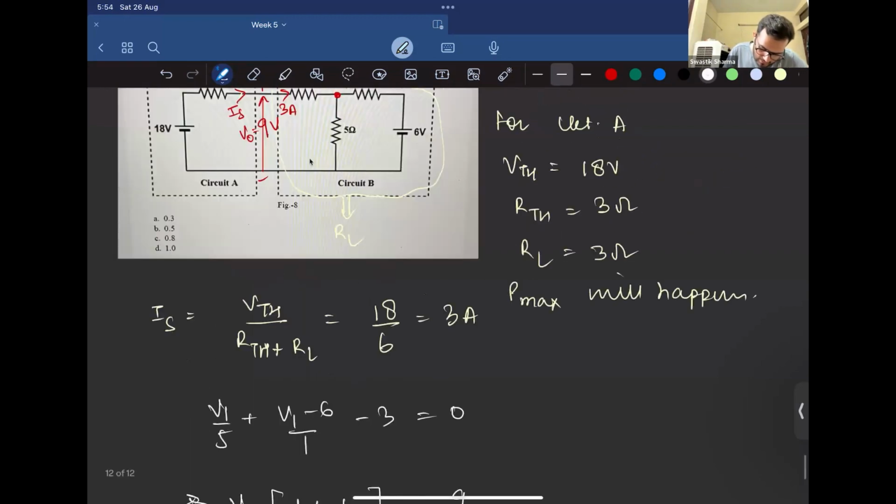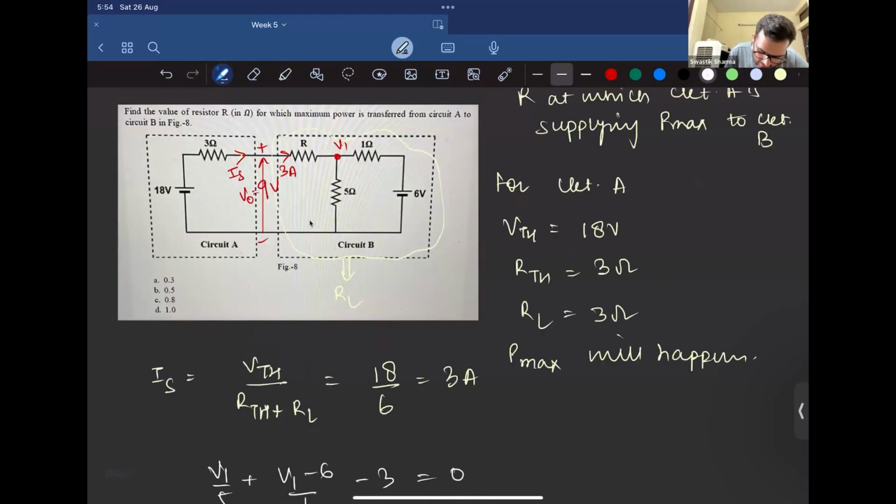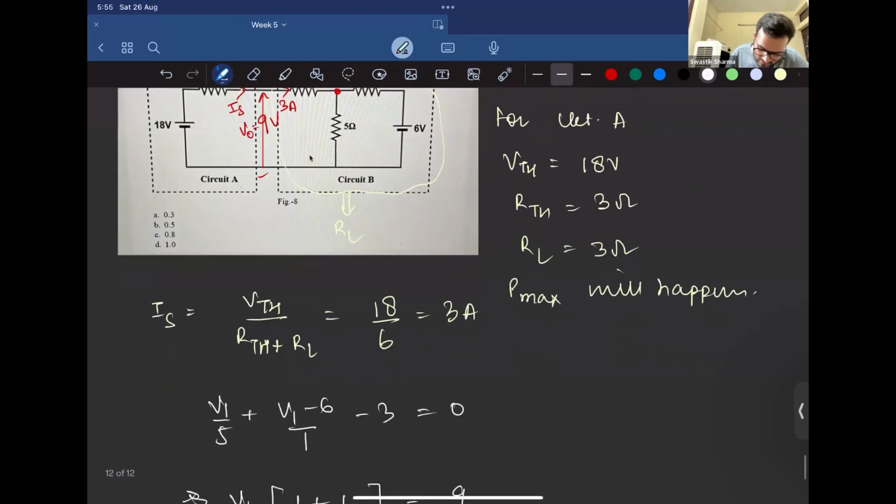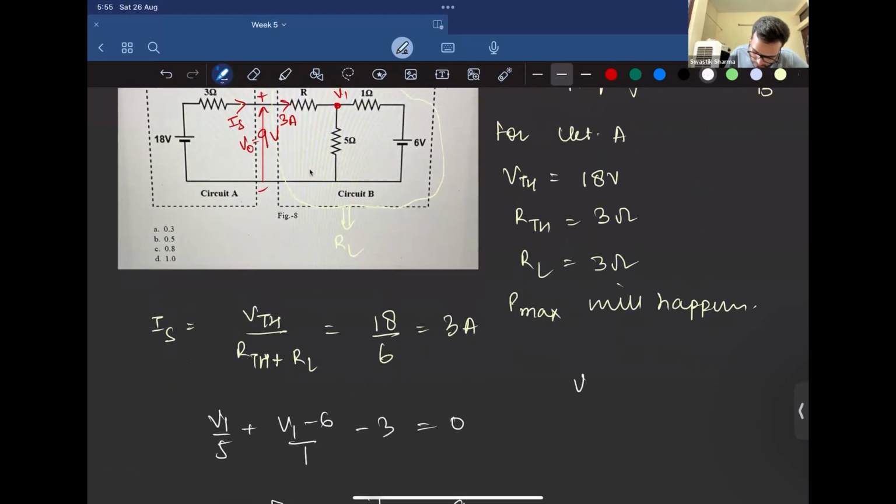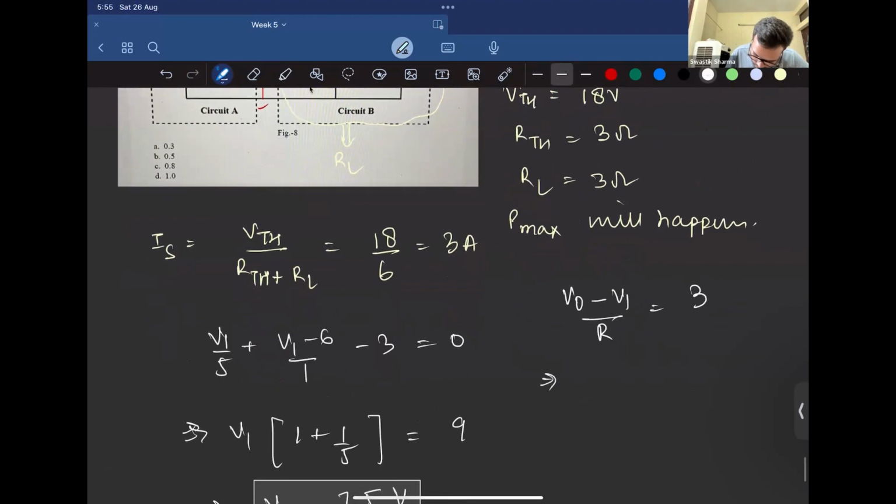Now I know this current entering this circuit is 3 ampere. So I know V naught is 9 volt. So what would be the value of R? We can calculate it using V naught minus V1 by R equals 3 ampere. V naught is 9, V1 is 7.5, R is R. And R will come out to be 1.5 by 3, which is nothing but 0.5.